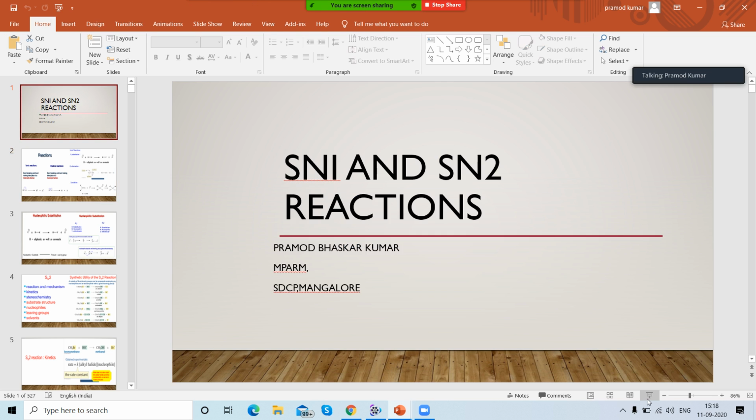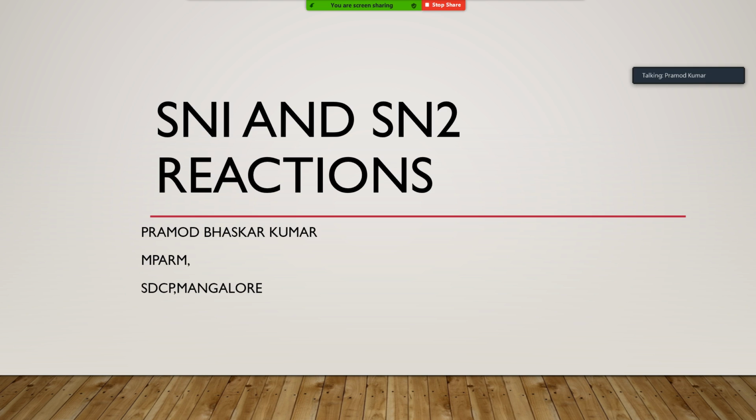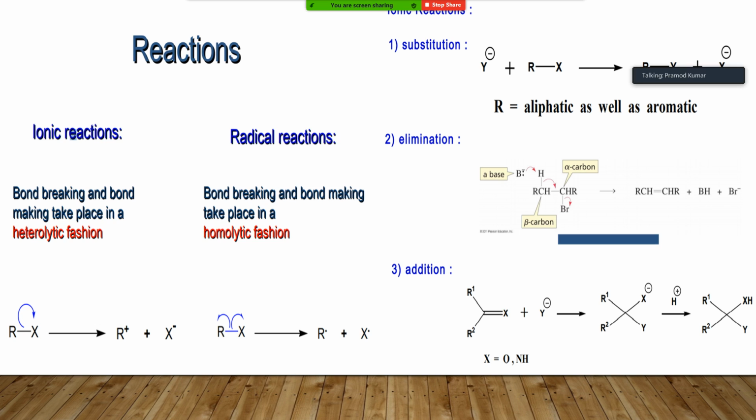So we'll be doing SN1, SN2 reactions. As I said, the reaction takes place heterolytically or homolytically. So what happens in heterolytic? When there is bond breaking and formation, the bonds are not equally shared. One of the elements becomes electron deficient and another becomes electron rich. So there is unequal distribution of electrons when the reaction takes place.